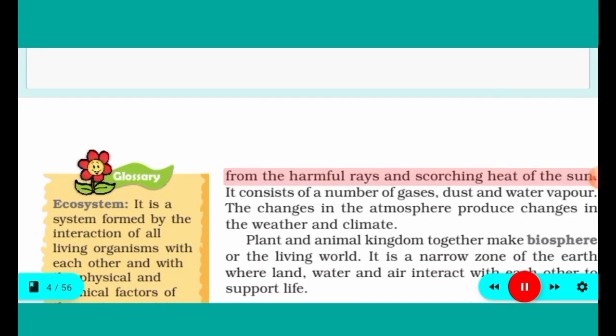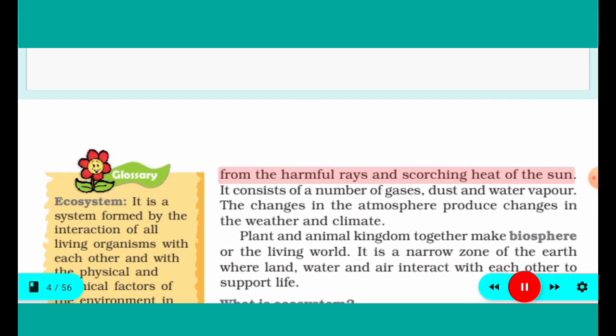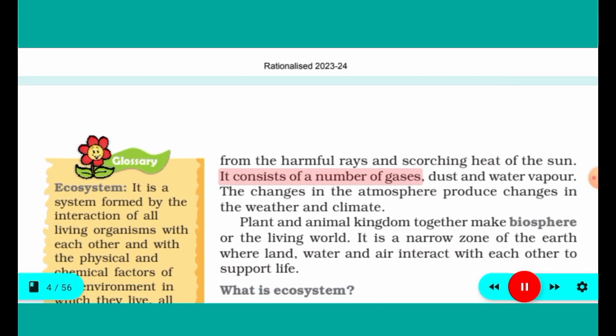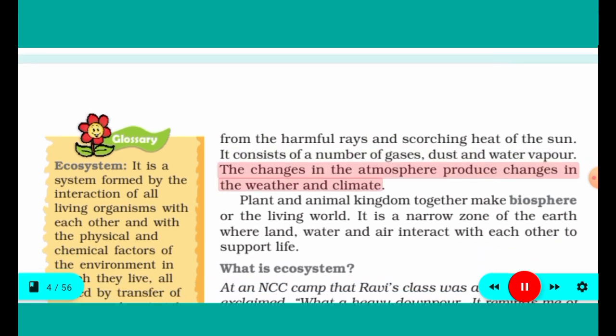from the harmful rays and scorching heat of the sun. It consists of a number of gases, dust and water vapor. The changes in the atmosphere produce changes in the weather and climate.